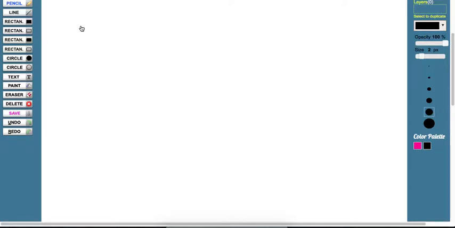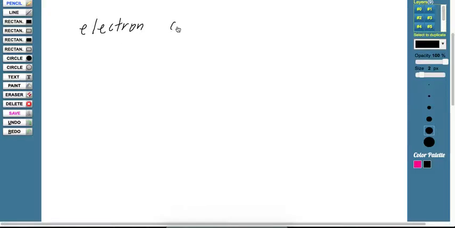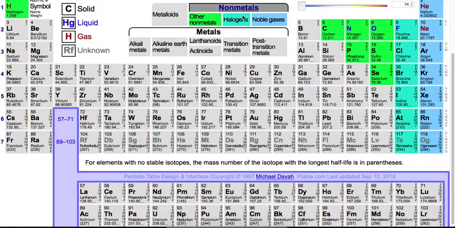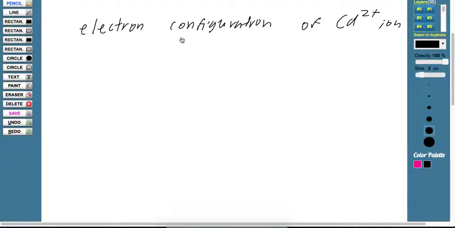So we're going to find the electron configuration of the cadmium 2+ ion. So like always, we want to start out by finding the cadmium atom. In this case, it's 48 on the periodic table. So let's write down the atomic number. Z is the symbol of the atomic number. So it's going to be 48 in this case.